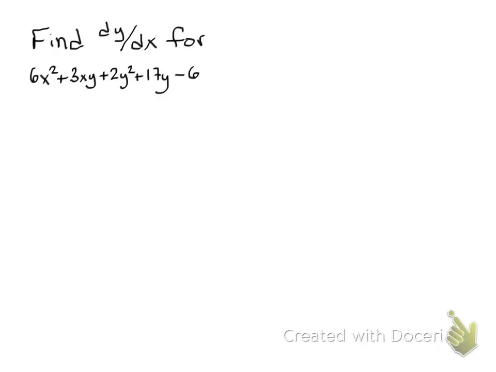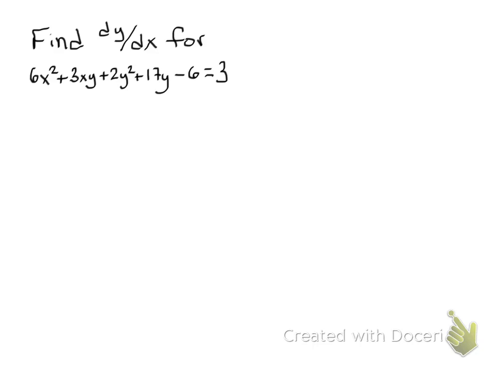Okay, for this problem, we're looking for the derivative of 6x squared plus 3xy plus 2y squared plus 17y minus 6, and we forgot that's going to equal 3. All we need to do is find the derivative of this. So we're going to do the derivative by doing implicit differentiation, which is basically just a chain rule with a different variable.